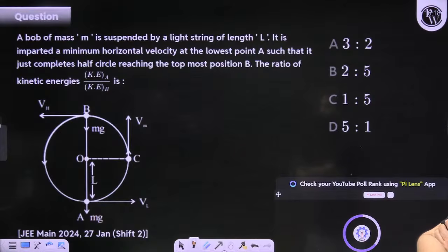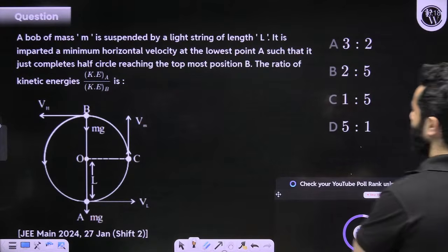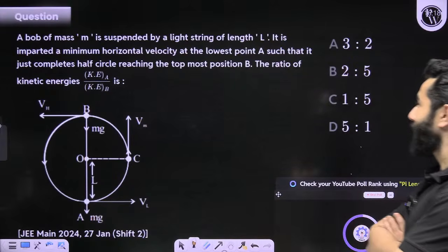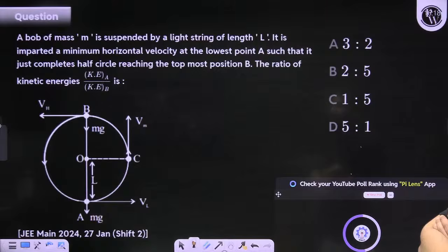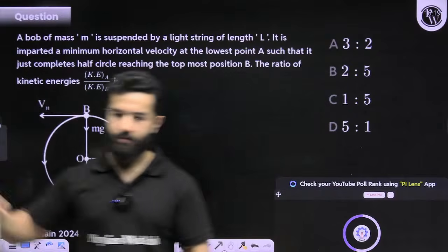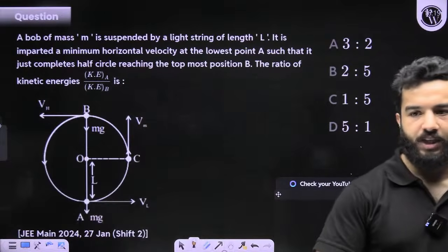A bob of mass m is suspended by a light string of length L. It is imparted a minimum horizontal velocity at the lowest point A such that it just completes half circle, reaching the topmost position B. What is the ratio of kinetic energies at A and B?